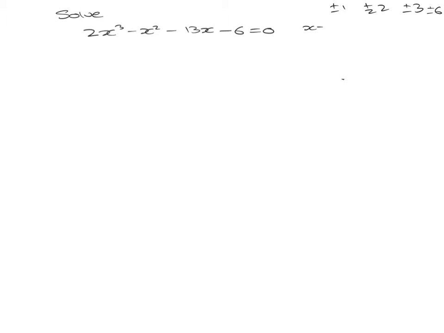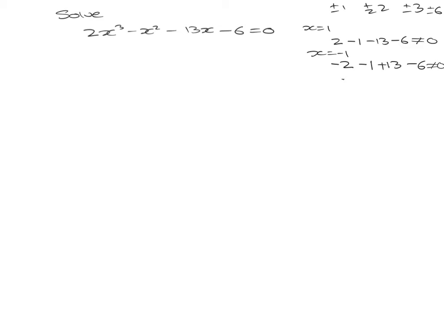So if we start with x equals 1 and substitute it in, we're going to get 2 minus 1 minus 13 minus 6. That's not equal to 0, so x equals 1 is not a solution. Similarly, if we do x equals minus 1, we're going to get minus 1 cubed is minus 1, so you're going to get negative 2 minus 1. Minus 13 times minus 1 is plus 13 minus 6. A bit closer, but still not equal to 0.